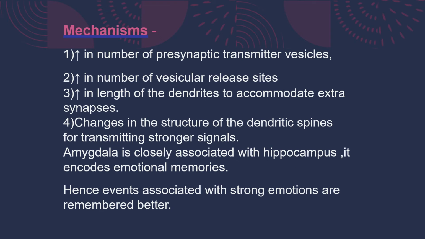So the mechanism of this consolidation is an increase in the number of presynaptic transmitter vesicles, an increase in the number of vesicular release sites, an increase in the length of dendrites to accommodate extra synapses, and a change in the structure of dendritic spines for transmitting stronger signals. So these are the four mechanisms. The amygdala is closely associated with the hippocampus. It encodes emotional memories. Hence, the events associated with strong emotions are remembered better.